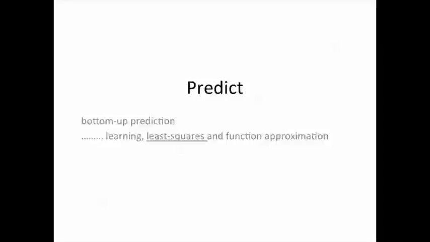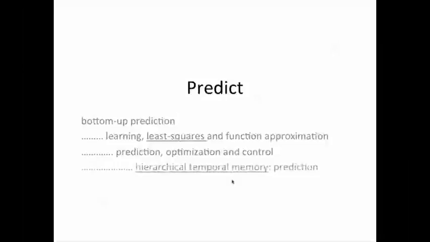But we'll go on to deal with predicting values rather than simply classes. We'll begin with the very basic prediction technique, which is least squares approximation and function approximation in general. Then we'll go on to show the relationship between prediction, optimization, and then controlling what you want to do with your predictions.